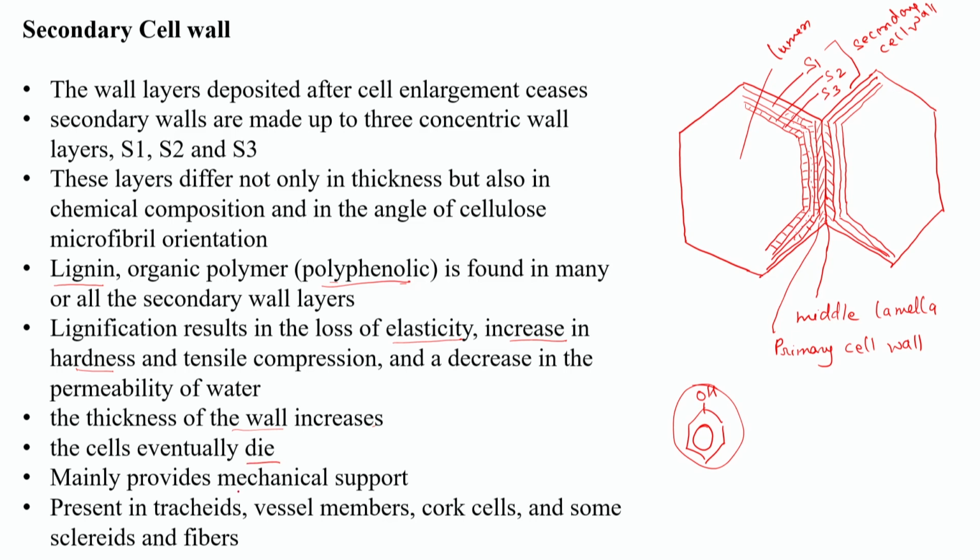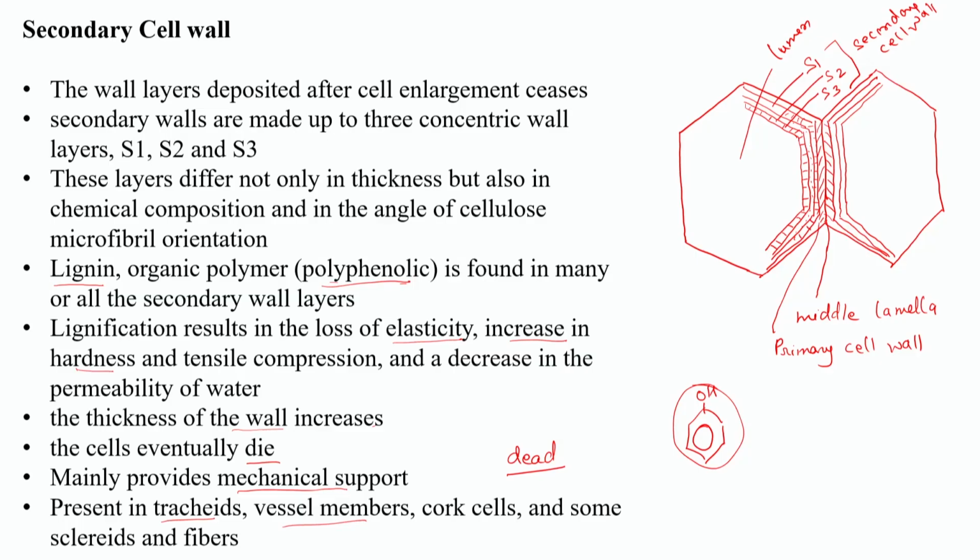So, you can see here that the secondary cell wall is present in dead cells. The purpose is to provide mechanical support. First of all, when the cell is increasing in size, the cell wall is increasing its thickness and becoming harder, so it will provide mechanical support. It is present in tracheids, vessels, cork cells, sclereids and fibers, which we will learn about later. All these tissues provide mechanical support and also help in water conduction.